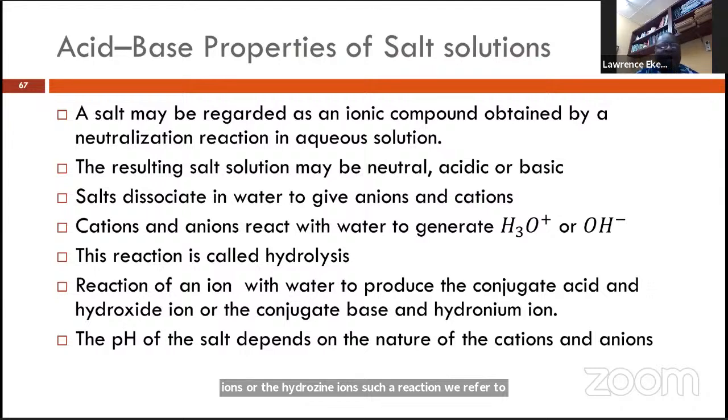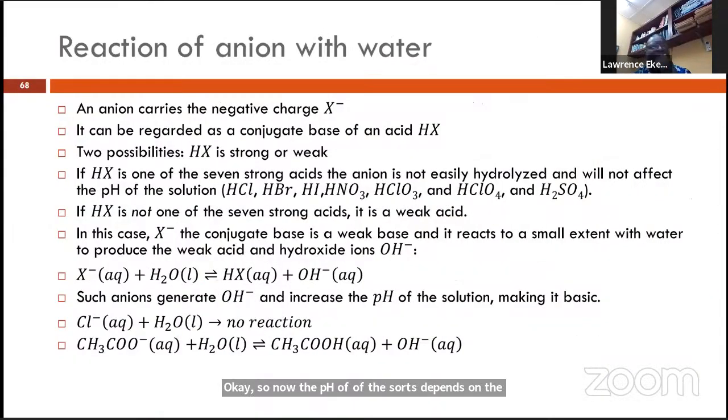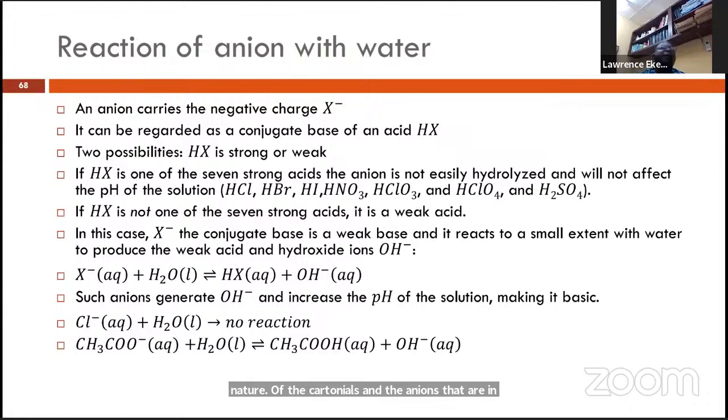So the reaction of an anion with water, like we've been explaining, produces a conjugate acid and hydroxy ion, or the conjugate base and the hydronium ion. Now the pH of the salts depends on the nature of the cations and the anions that are in solution. So let's look at a situation where the anion from the salt reacts with water.